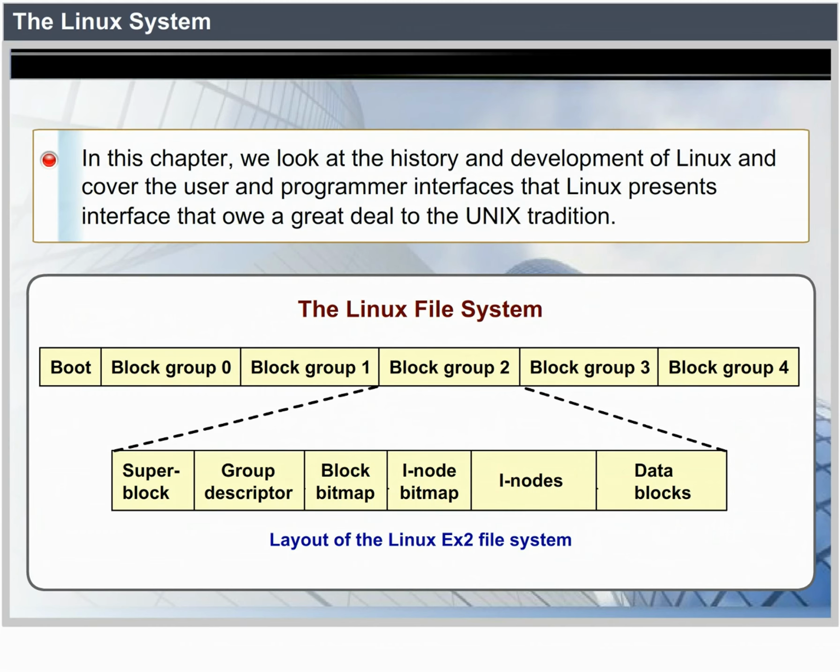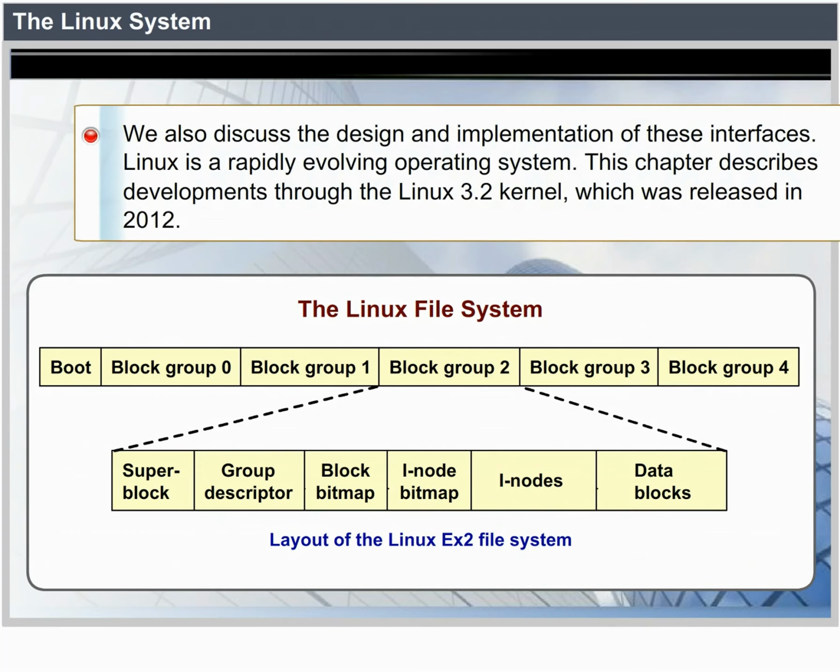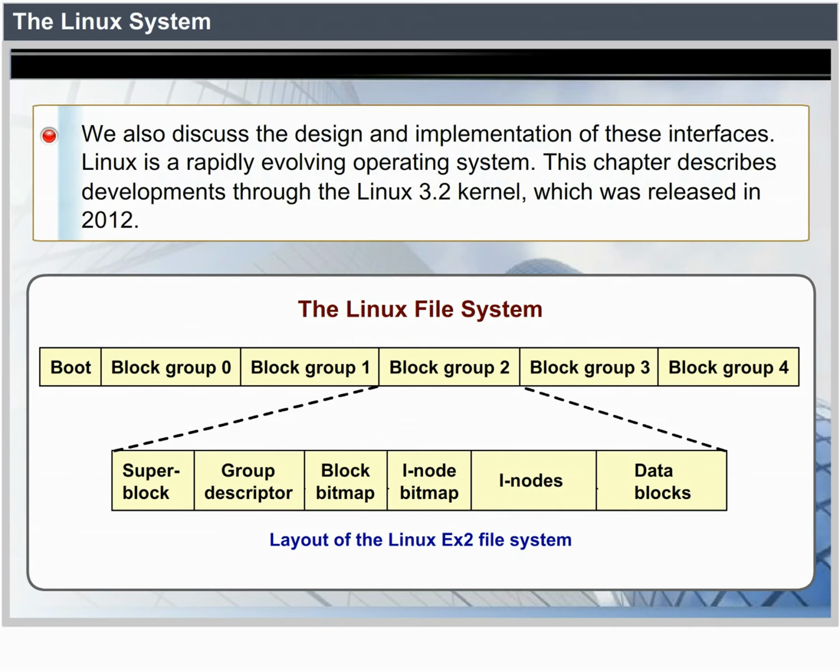In this chapter, we look at the history and development of Linux and cover the user and programmer interfaces that Linux presents, interfaces that owe a great deal to the Unix tradition. We also discuss the design and implementation of these interfaces. Linux is a rapidly evolving operating system. This chapter describes developments through the Linux 3.2 kernel, which was released in 2012.